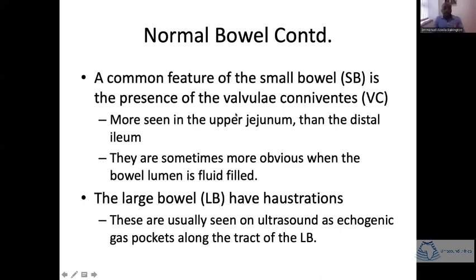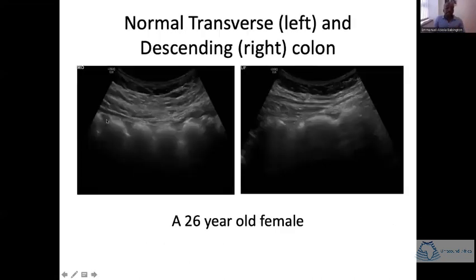which is more prominent in the upper jejunum than the ileum. You tend to see valvulae more in the lumen when the lumen of the bowel is fluid filled. The large bowel has haustra, which is typical of the anatomy. On ultrasound, it is seen as the gas pocket at the anterior wall of the bowel there. Just there, and so this is an image of the transverse colon and the descending colon of a 26-year-old female. So that's a normal ultrasound appearance of the large bowel.